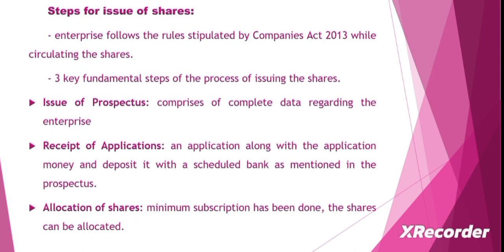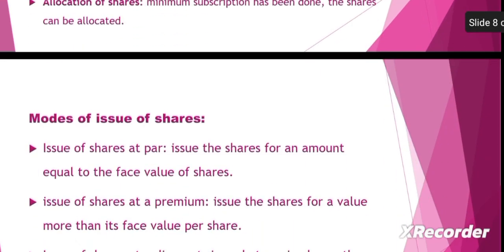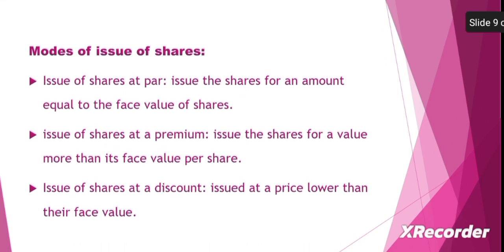Once the minimum subscription has been done, the shares can be allocated. Normally, there is oversubscription of shares, so the allocation is done on a pro rata basis. Letters of allotment are sent out to those people who have been allocated their part of shares. This results in an authentic contract between the enterprise and the claimant, who will now be a part owner of the enterprise.